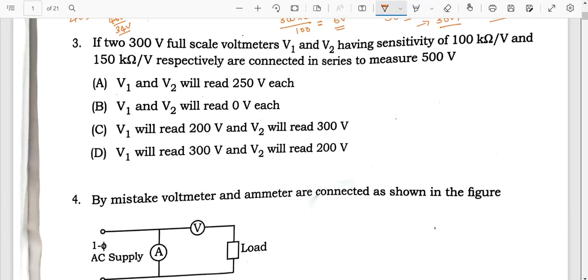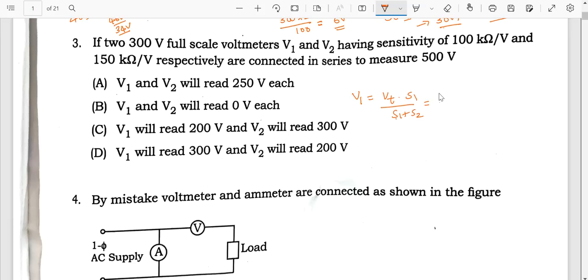Next one, see here. If two 300 volts full scale voltmeters V1 and V2, having a sensitivity of 100 kilo ohms per volt and 150 kilo ohms per volt respectively, are connected in series to measure 500 volts, which will give the maximum reading and which the lesser value? Theoretically, you need to convert this resistance per volt into total actual resistance and then apply the voltage division rule. Without doing that, I'm just applying a formula: V1 is equal to the total voltage Vt into S1 divided by S1 plus S2.